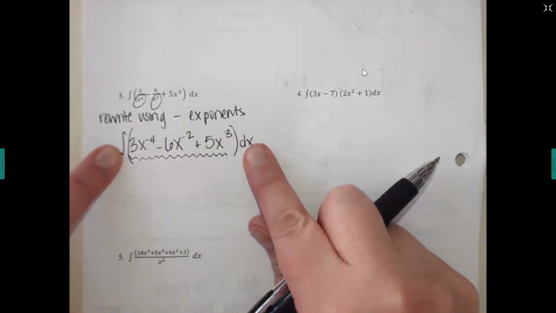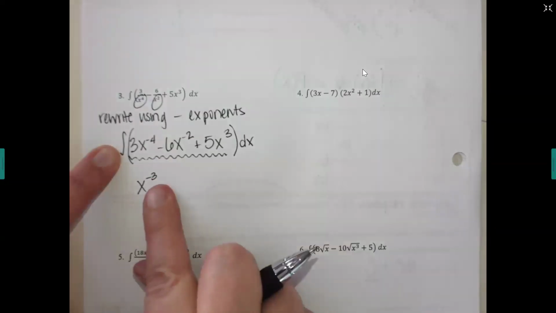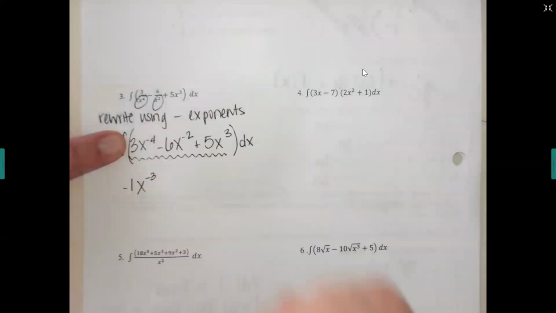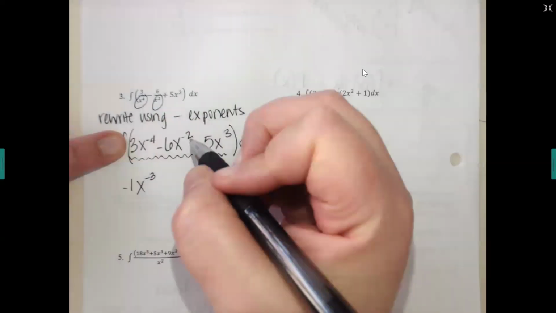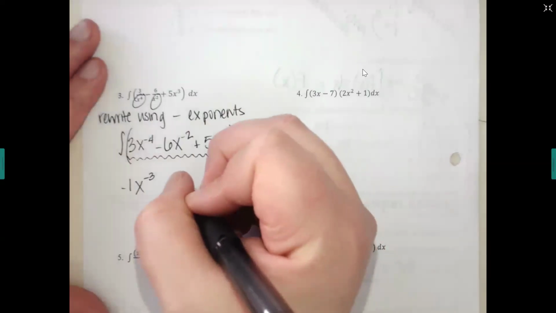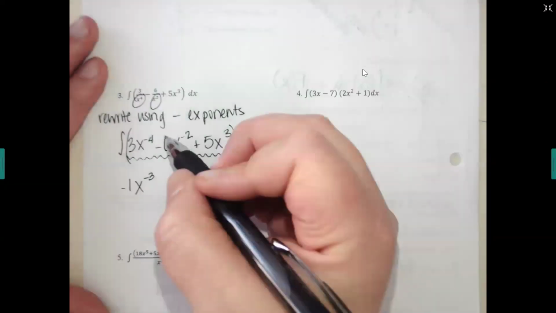Okay, so let's start with x to the negative 4. Add 1. What do you get? Negative 3. And then I would take that negative 3 and divide it on the 3 in front. Negative 1. Next one, I have x to the negative 2. Add 1 to that. What do you get? X to the negative 1, but then I have to divide the negative 1 onto the negative 6.